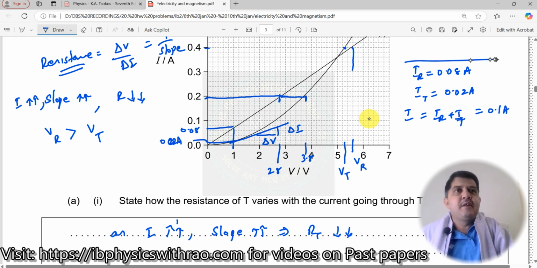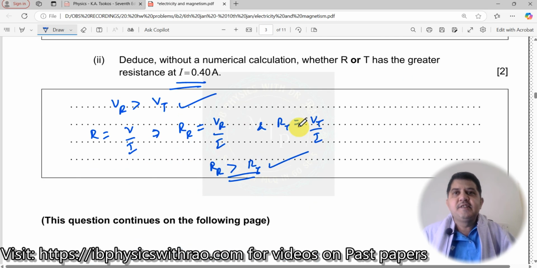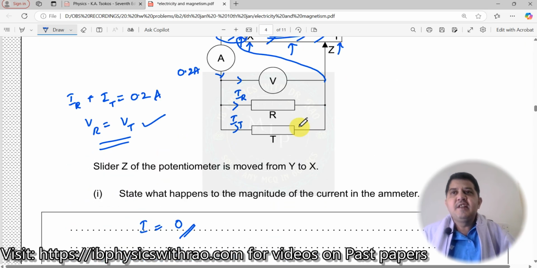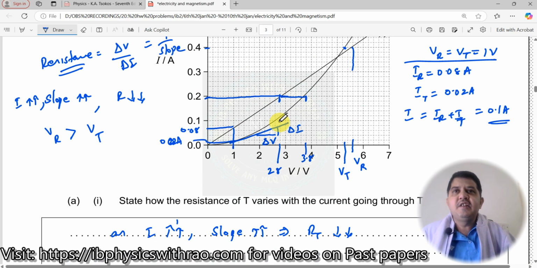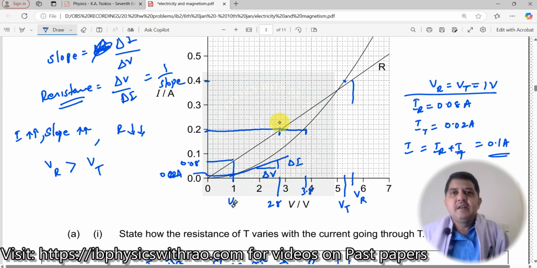And when will this happen? All this happens when VR is equal to VT is equal to 1 volt. But what do I need here? I need this value to be 0.2 ampere. Look at the condition. The condition says IR plus IT should be equal to 0.2 and VR should be equal to VT. This VR equal to VT condition is seen here, but unfortunately, IR plus IT is equal to 0.1. It's not 0.2. So therefore, this will be an incorrect solution.